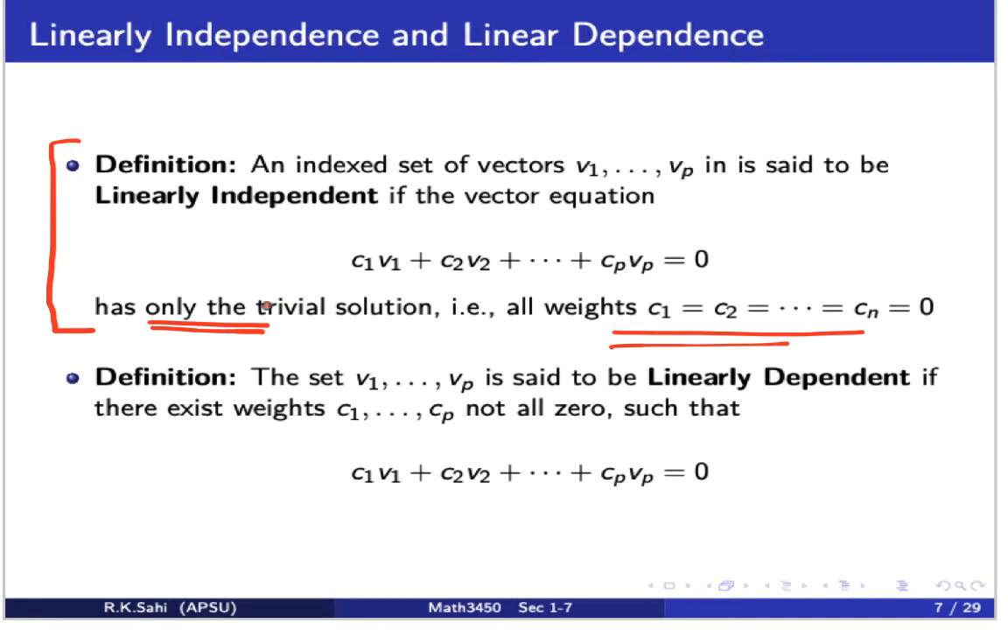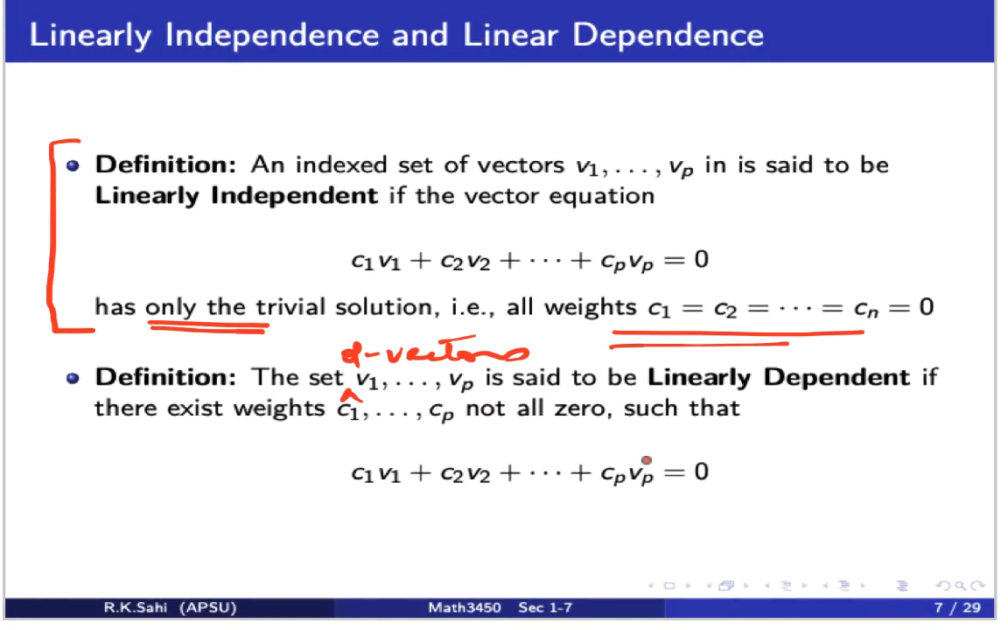Okay, so we have talked about linear independence. Now it becomes easy to talk about linear dependence. Linear dependence means the set is not linearly independent. How will we define it? The set of vectors v1 to vp is said to be linearly dependent if there exist weights c1 to cp, not all 0, such that this vector equation holds, that is c1 v1 + c2 v2 + ... + cp vp = 0.